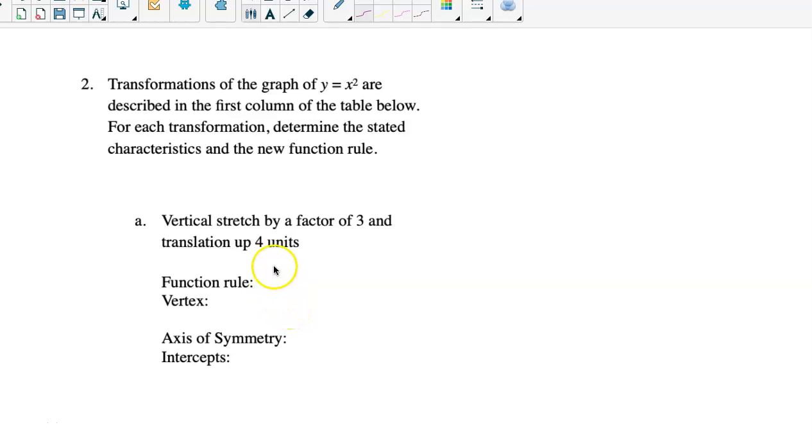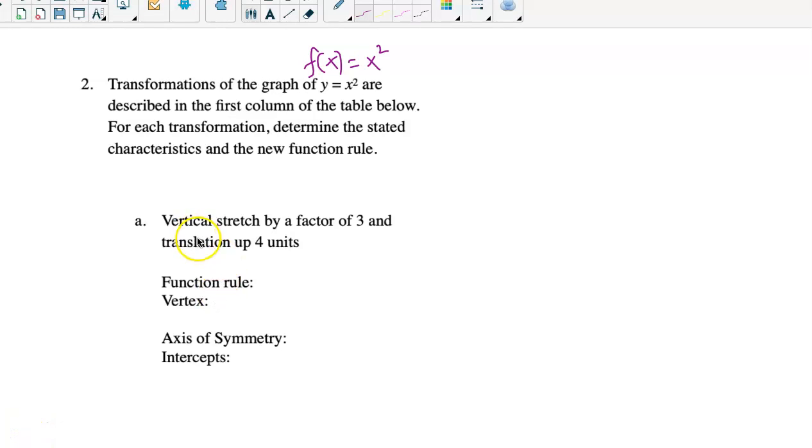Okay, in this problem we have the transformations of the graph of f of x equals x squared, described in the first column of the table below. And you have a table there, I didn't print it here. For each transformation, determine the stated characteristics and the new function rule.